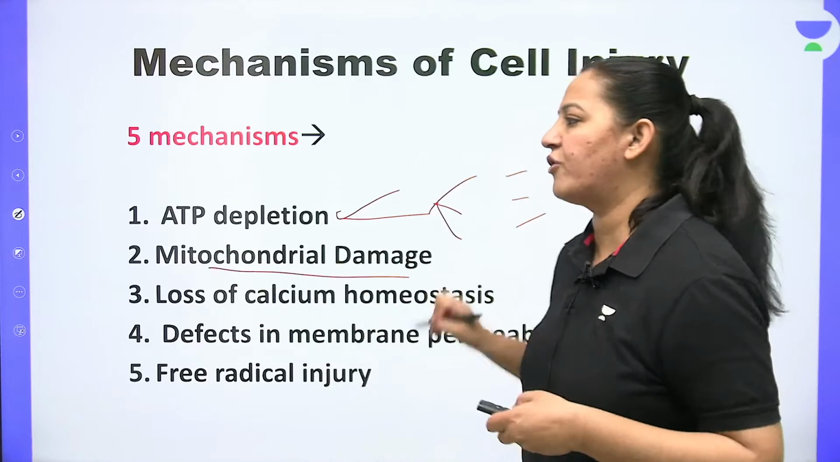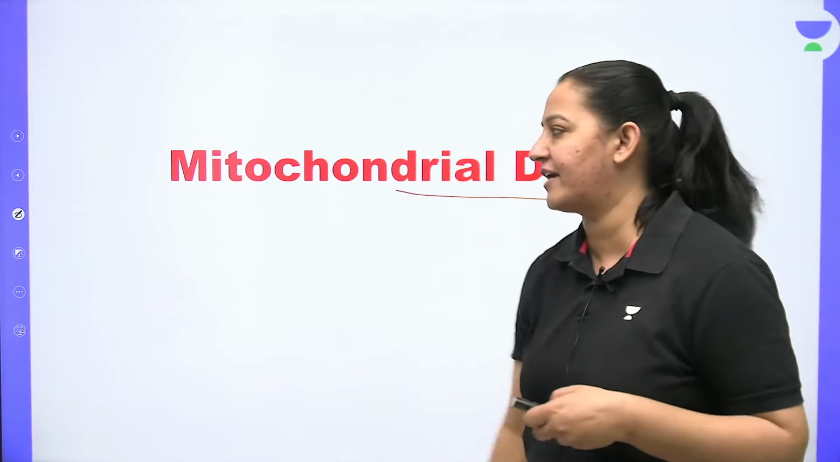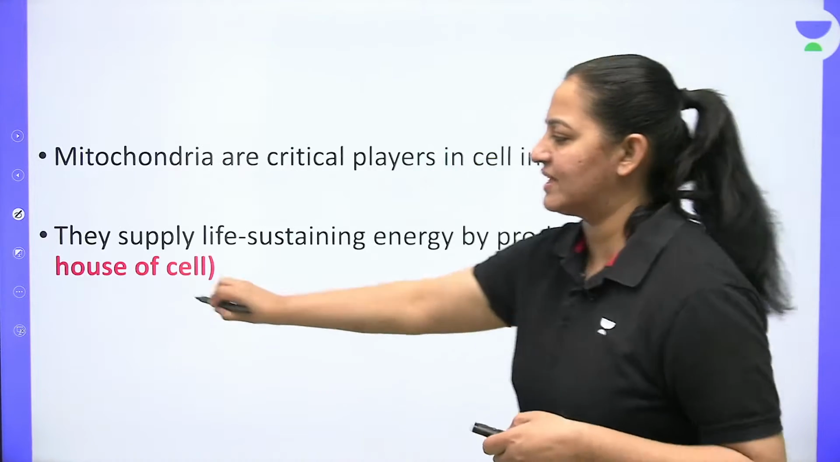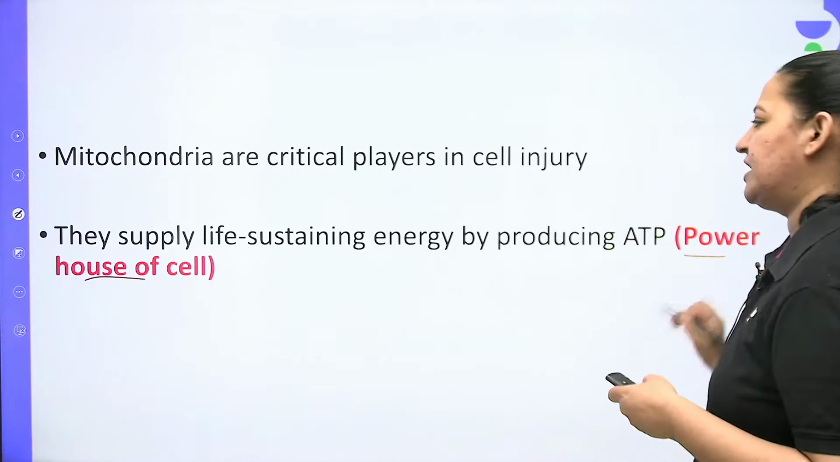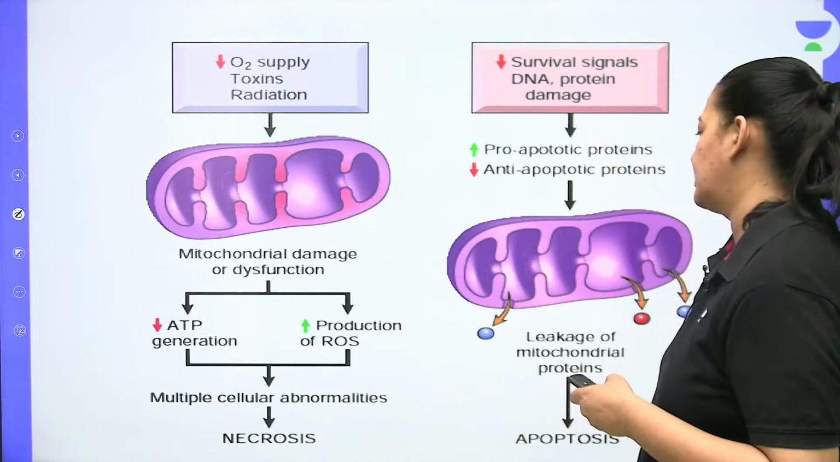Coming to the second, mitochondrial damage. The second one is the mitochondrial damage. Here also I will give you three flowcharts and three diagrams. Mitochondria is the powerhouse of the cell. We all know in mitochondria ATP formation takes place. So when mitochondria is damaged, now listen.